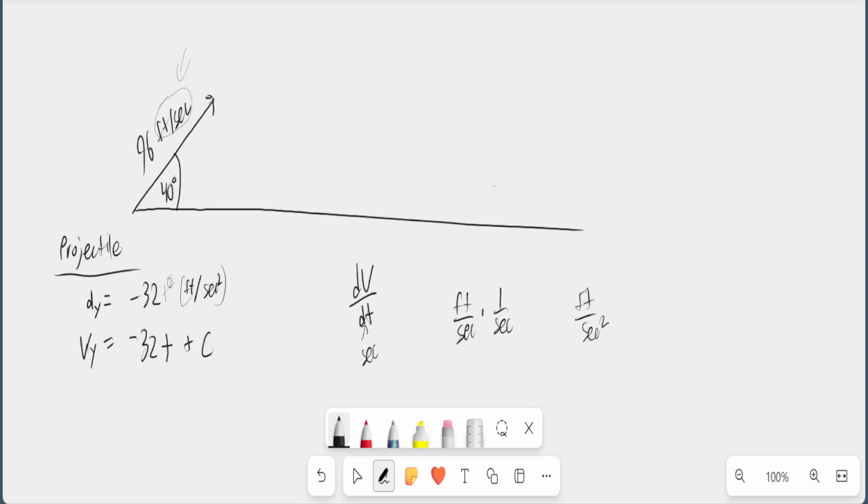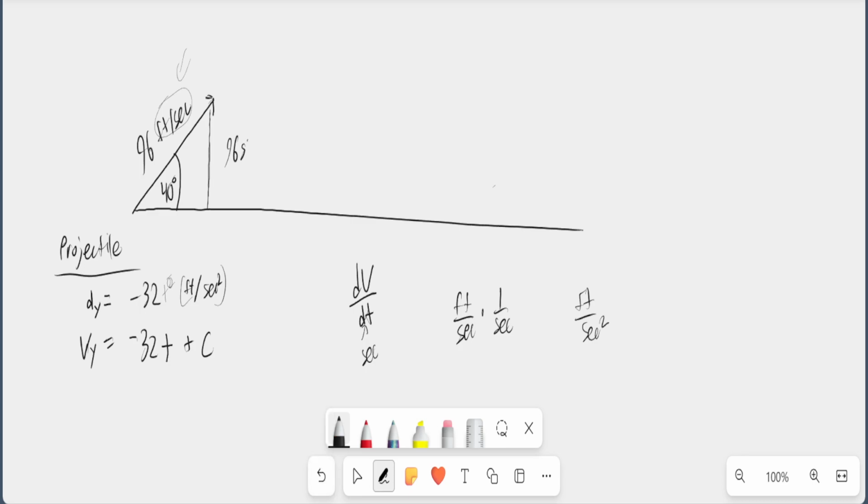Because we can split this vector up into its x and y components, and that's why you guys did vectors in pre-calc. So what's our y component here? What's the initial velocity on the y value? 96 sine 40 degrees.